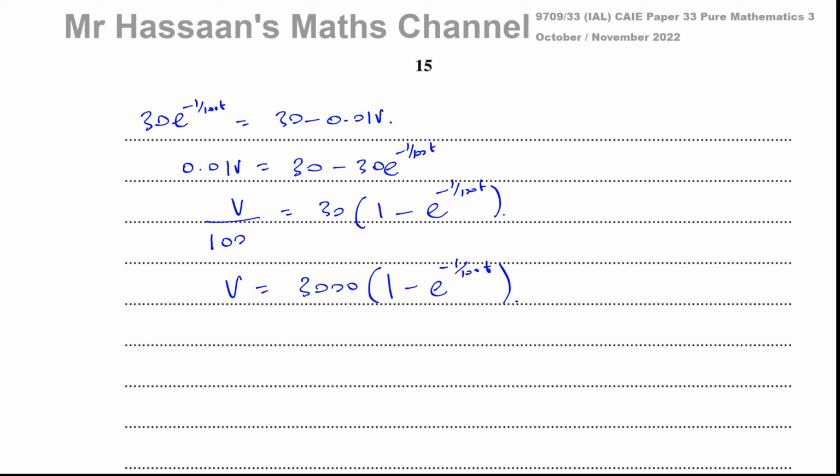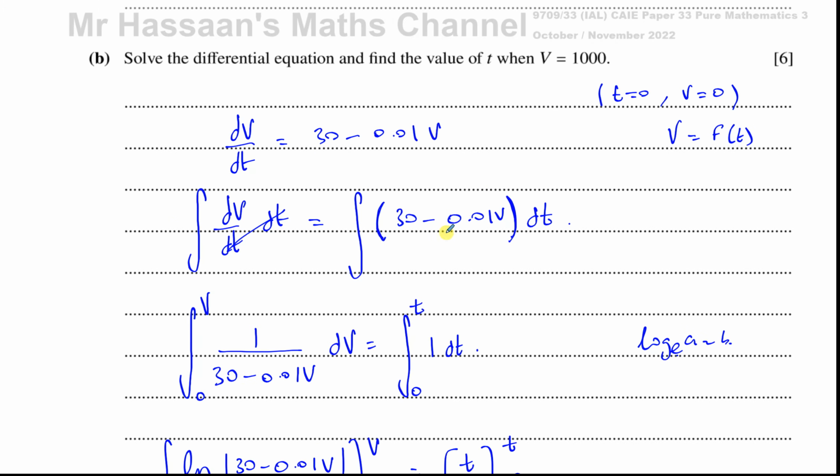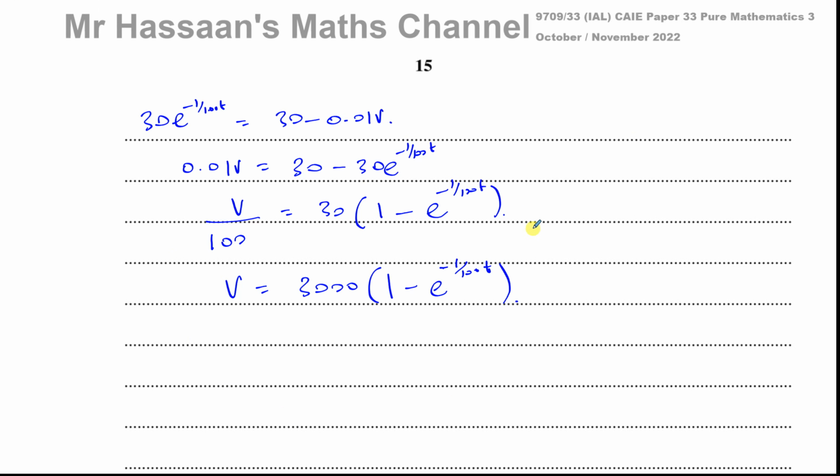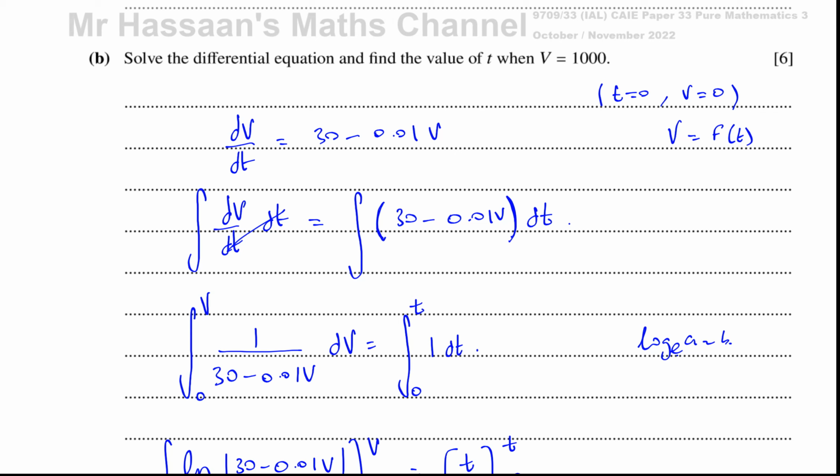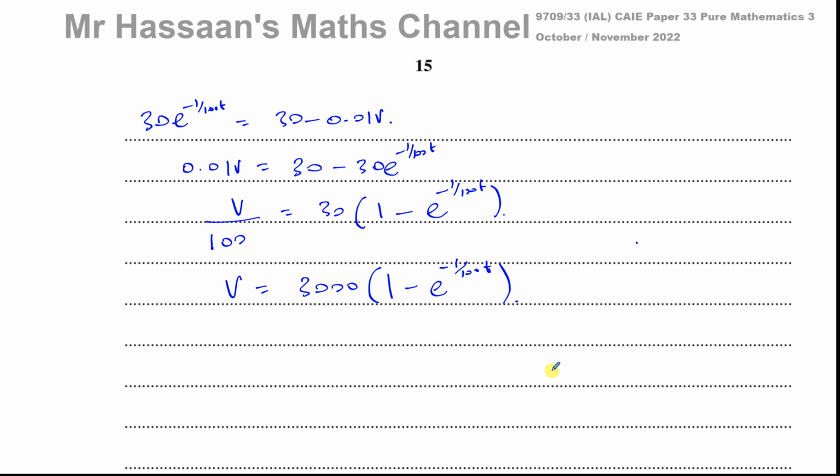But then it says find the value of t when v equals 1000. So we want to find the value of t when v equals 1000, we want to find what t is.